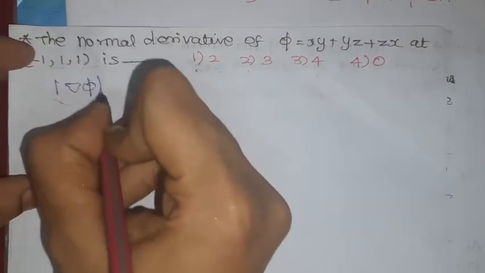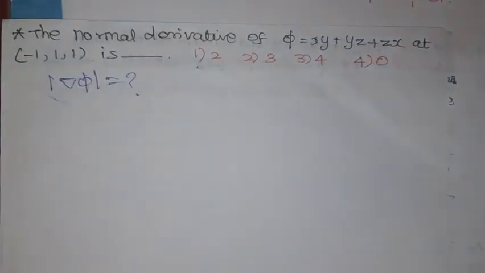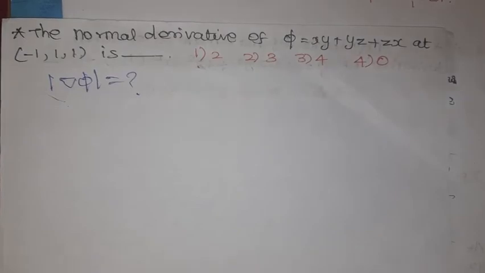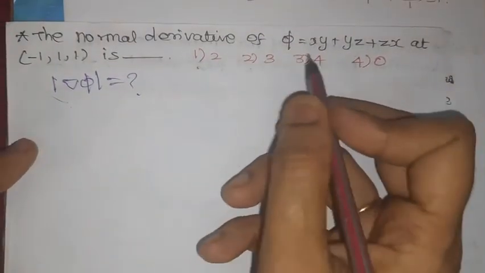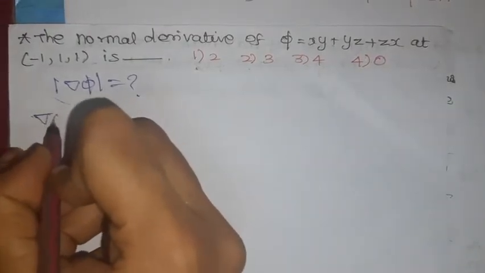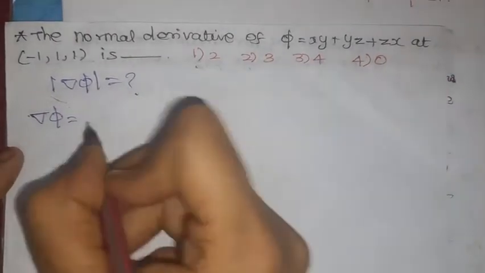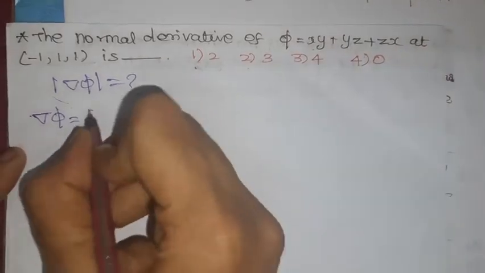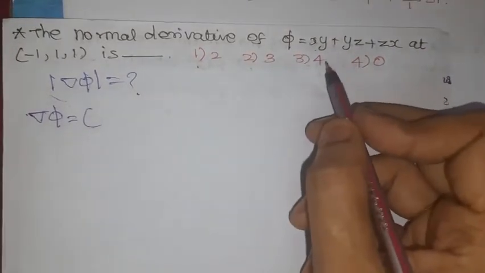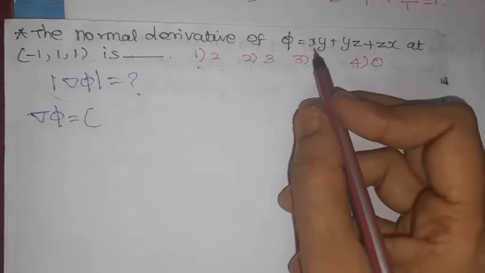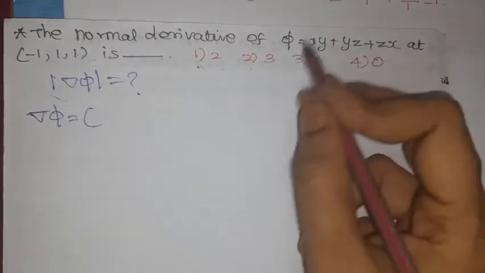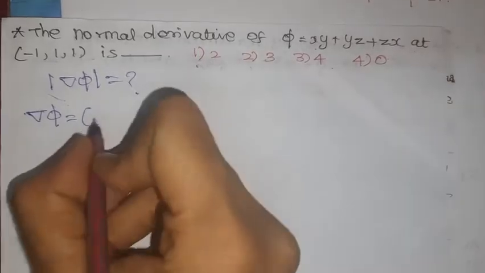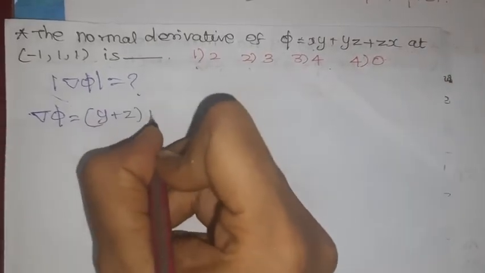Magnitude of del phi we need to find out. This is the question. Normal derivative is nothing but magnitude of del phi. So take this as phi, find out del phi. I into dou by dou x of this, dou by dou x of this term, what we will get? I am not going to repeat it as I said earlier. Y plus z, right? Into i.